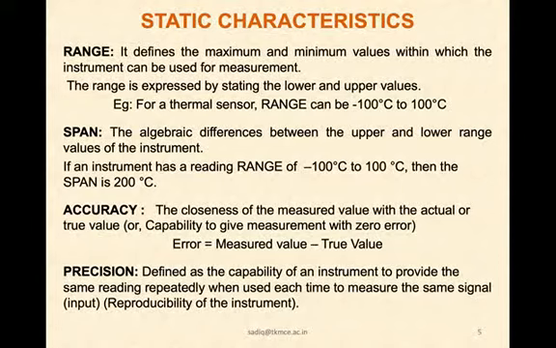Precision is another term. It is the capability of an instrument to provide the same reading repeatedly when used each time to measure the same signal or same input. It is also called the reproducibility of the instrument. It is very important that we are measuring the same parameter with the same instrument under identical conditions. Then, if repeated results are given, it is called precision, a precise measurement.